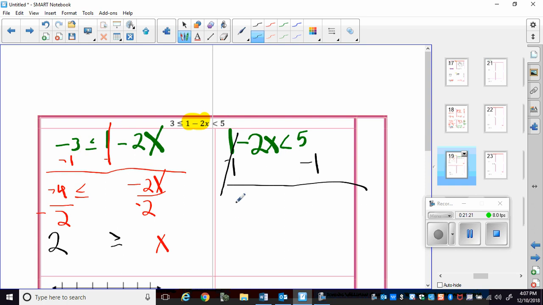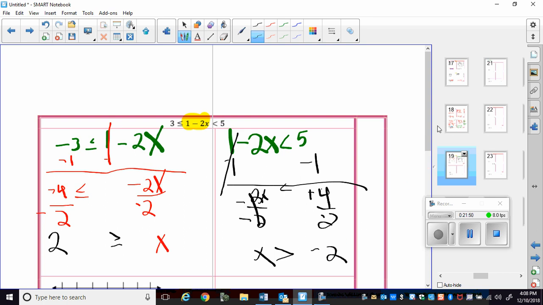I get negative 2x is less than positive 4. Okay, so divide both sides by negative 2. And remember, doing that flips the symbol. And I get x is greater than negative 2.